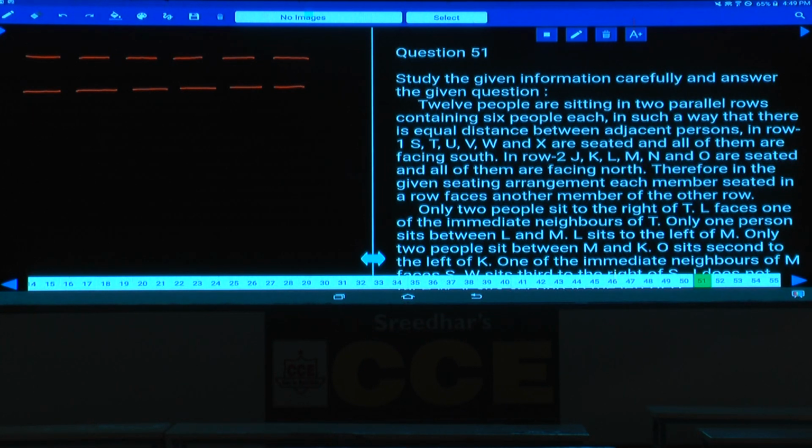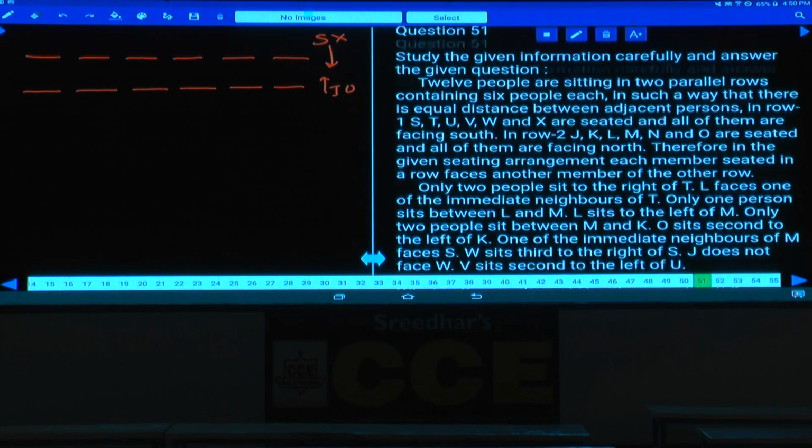In row 1, S, T, U, V, W, X are seated and all of them are facing south. Now, this is row 1, and who are the persons here? S, T, U, V, W, X. And this is row 2. In this row 2, who are the persons here? J, K, L, M, N, and O are the 6 persons in this row, and they are facing towards north. Therefore, in the given seating arrangement, each member seated in a row faces another member of the other row.